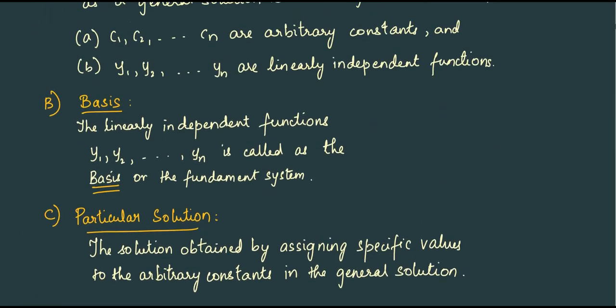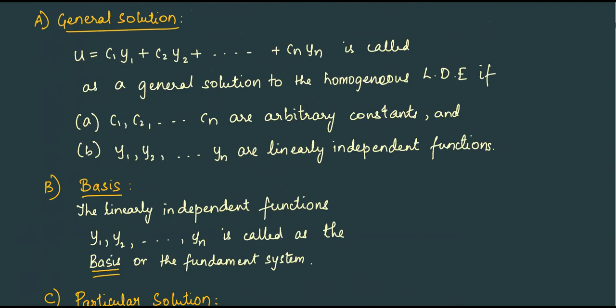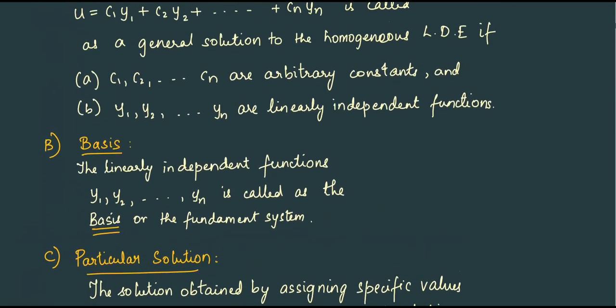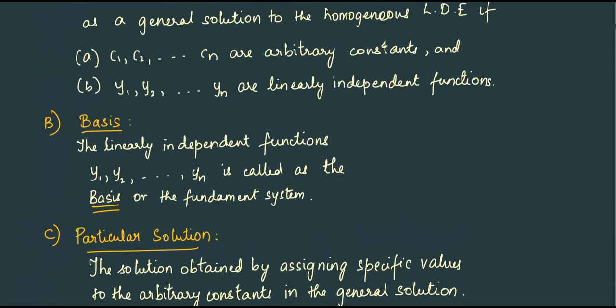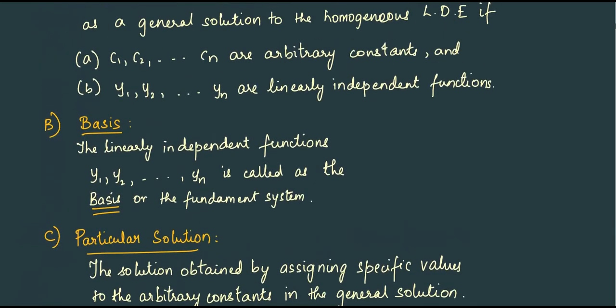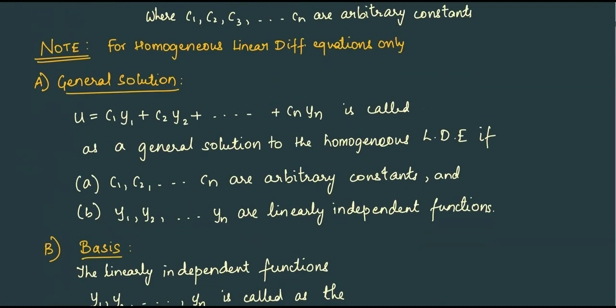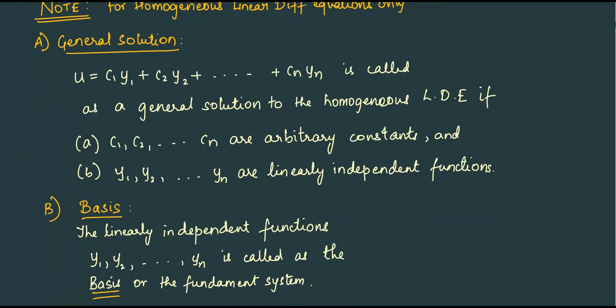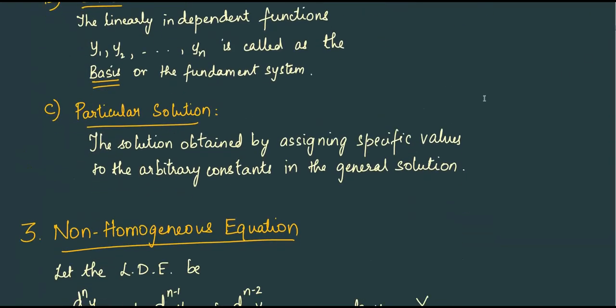Now, particular solution for homogeneous equation means when for particular cases you are given boundary conditions, or conditions such as at x equal to 0, y is equal to 0, and with those conditions we find c1 to cn. So when we assign some specific values to these arbitrary constants, then it becomes a particular solution.